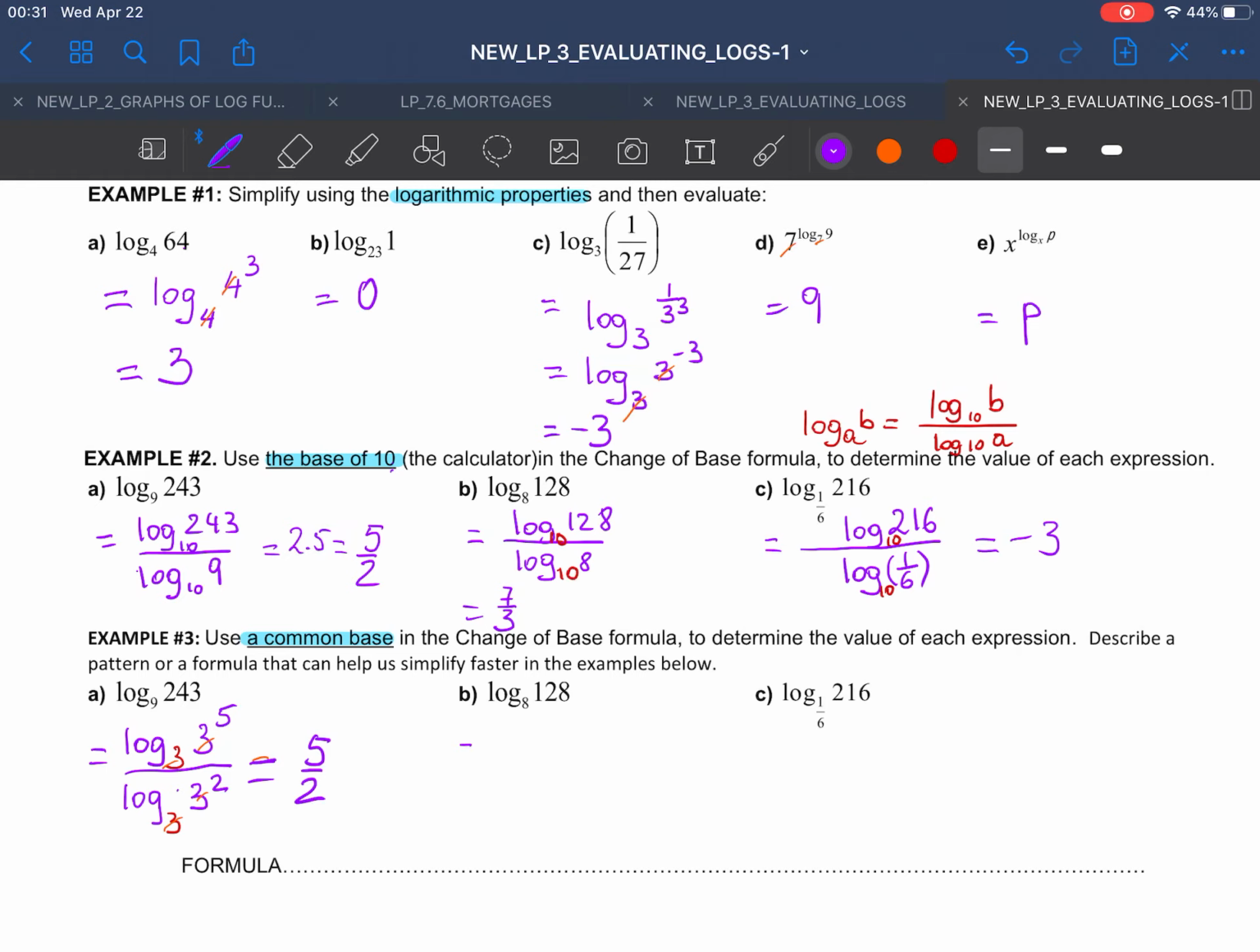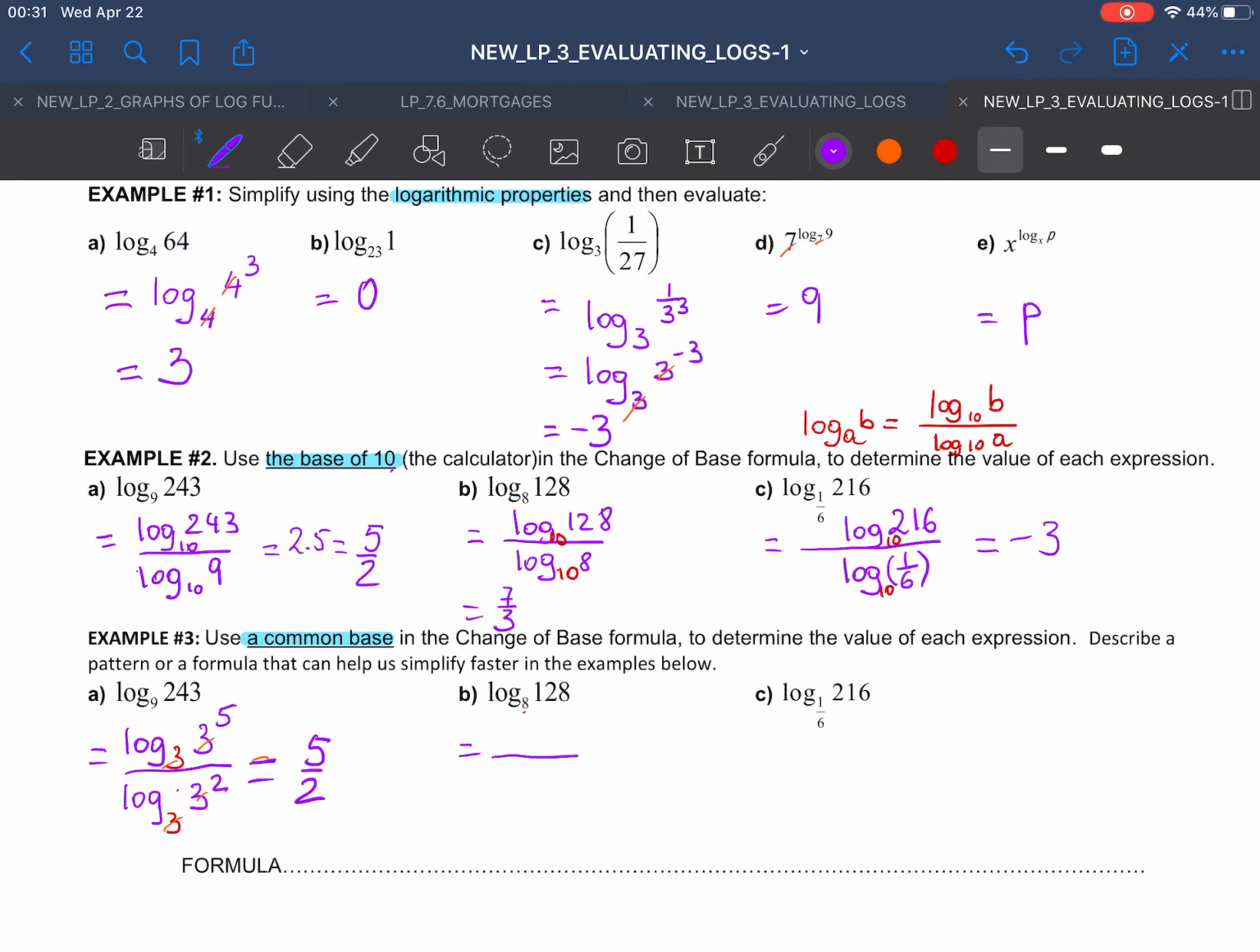Now, next question. Again, we have log base 8 of 128. We cannot write 128 as an exponential number with base 8. So we have to change both bases. So a common base can be 2.